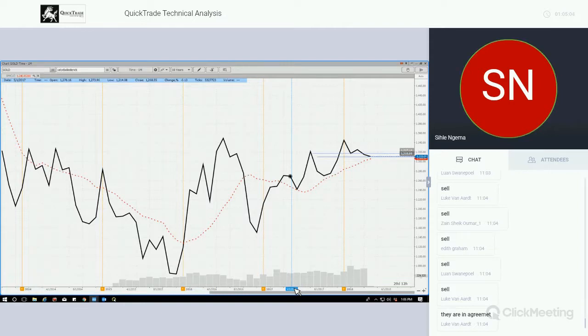Guys, please tell me, what do you see on the monthly? What is the monthly saying? It's saying buy, buy, buy. We are buying all the way.